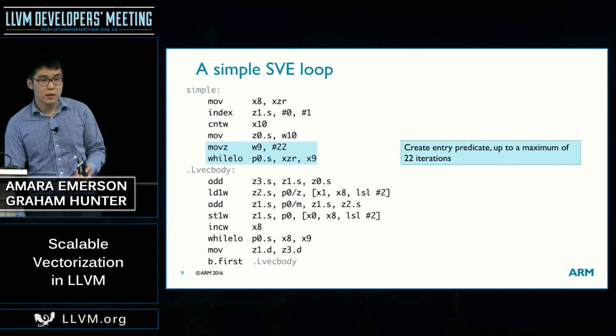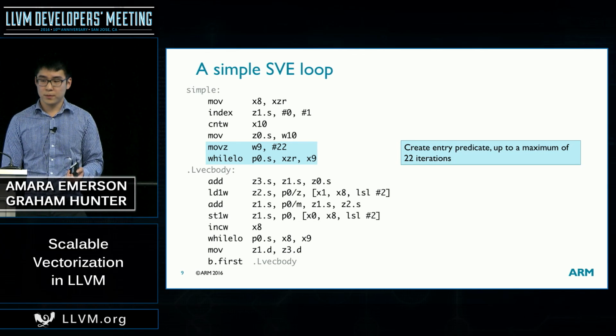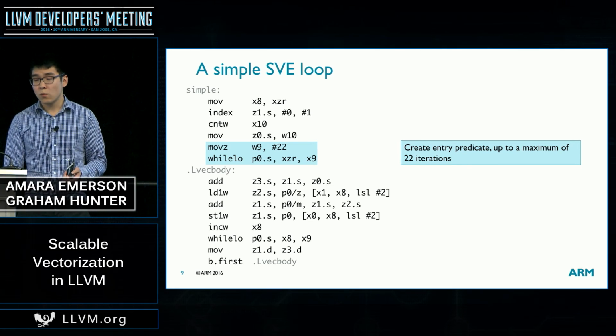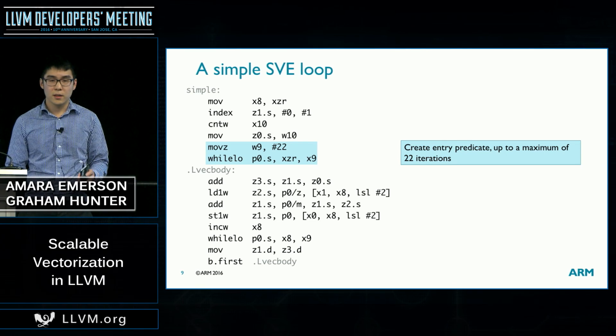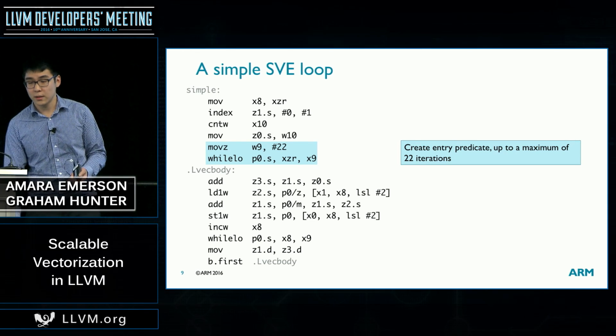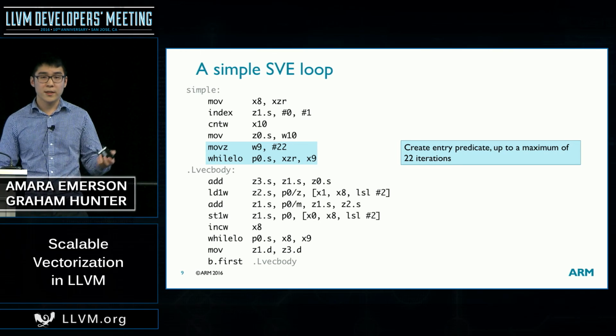The final two instructions in the loop preheader are setting up our entry predicate for our loop. We're moving 22 into a scalar register. That's our loop termination condition, if you remember. The whilelo instruction is an instruction that you give a start and an end, and it will create a predicate for every element for which that condition is true. So we're counting from, in this case, 0 to w9, which is 22, and that will create our entry predicate.